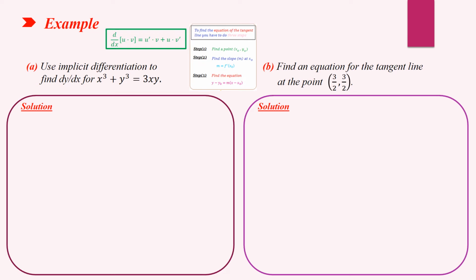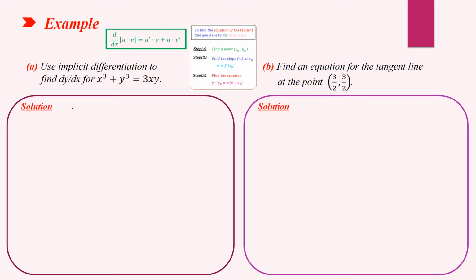Hi everyone, in this video we will use implicit differentiation to find the first derivative of a given formula and to find the equation of the tangent line. Also you have to find the horizontal tangent line. For part A you have to use implicit differentiation to find the first derivative. Since the function is in implicit form, you have to use implicit differentiation.